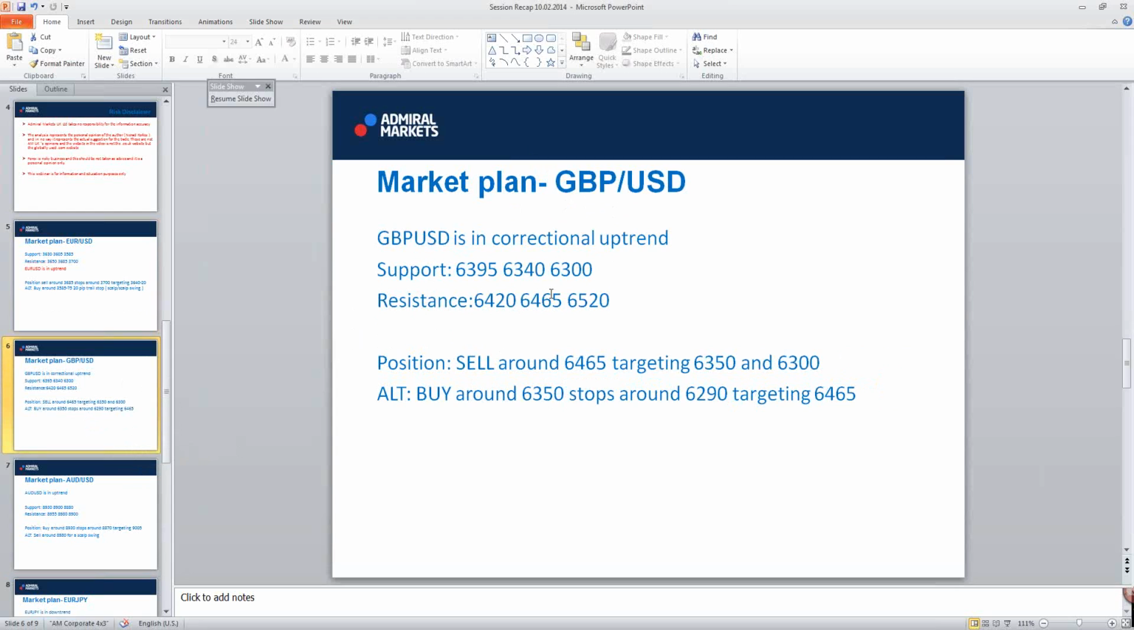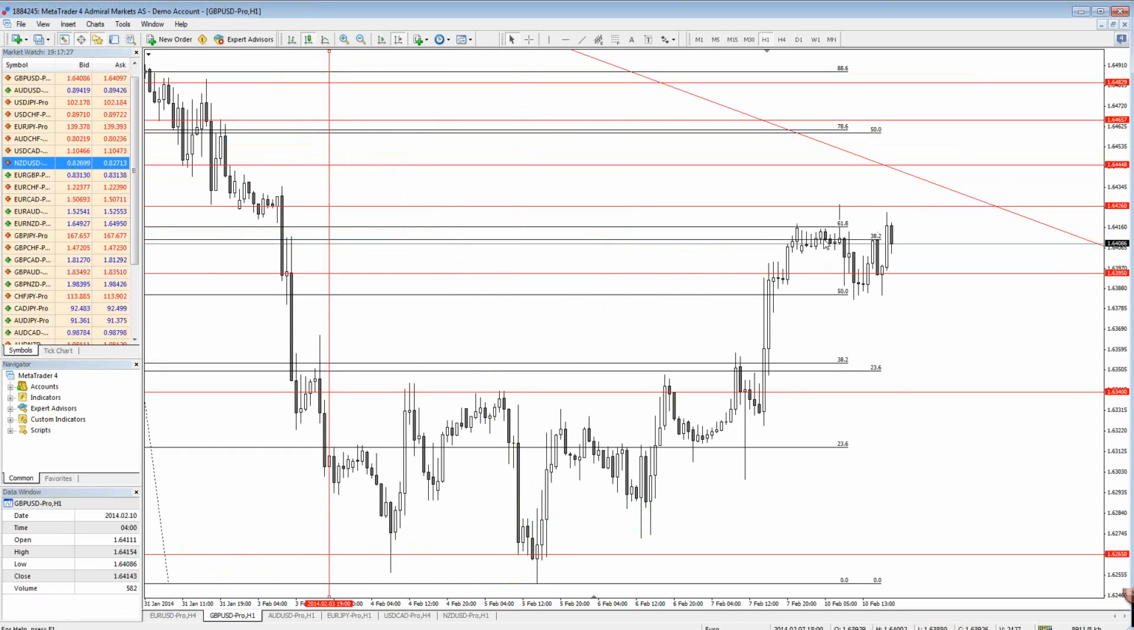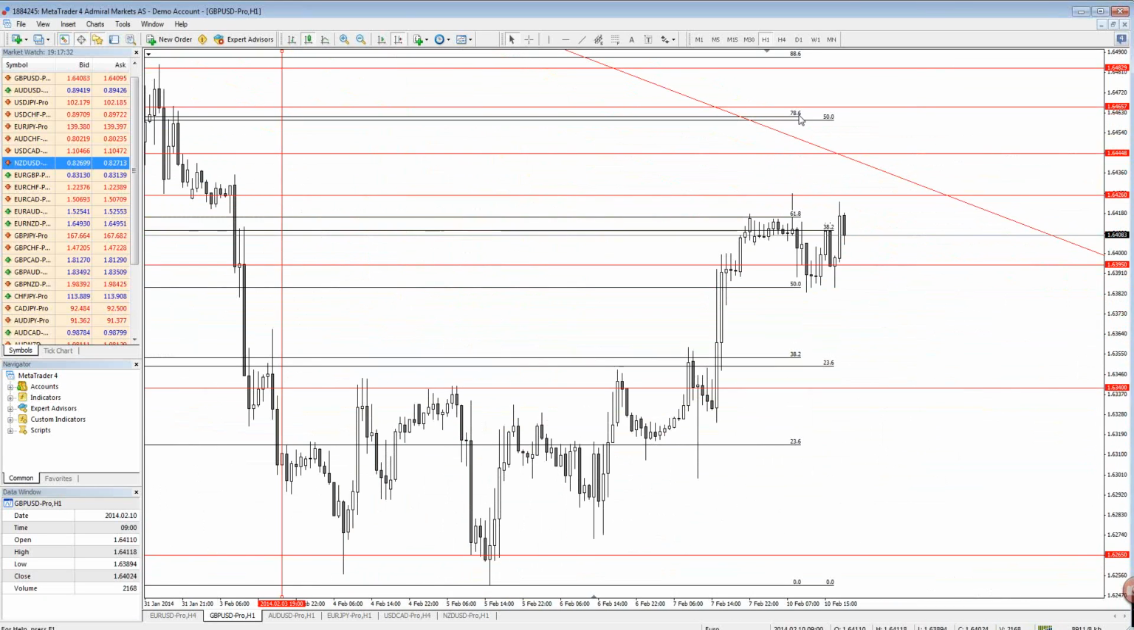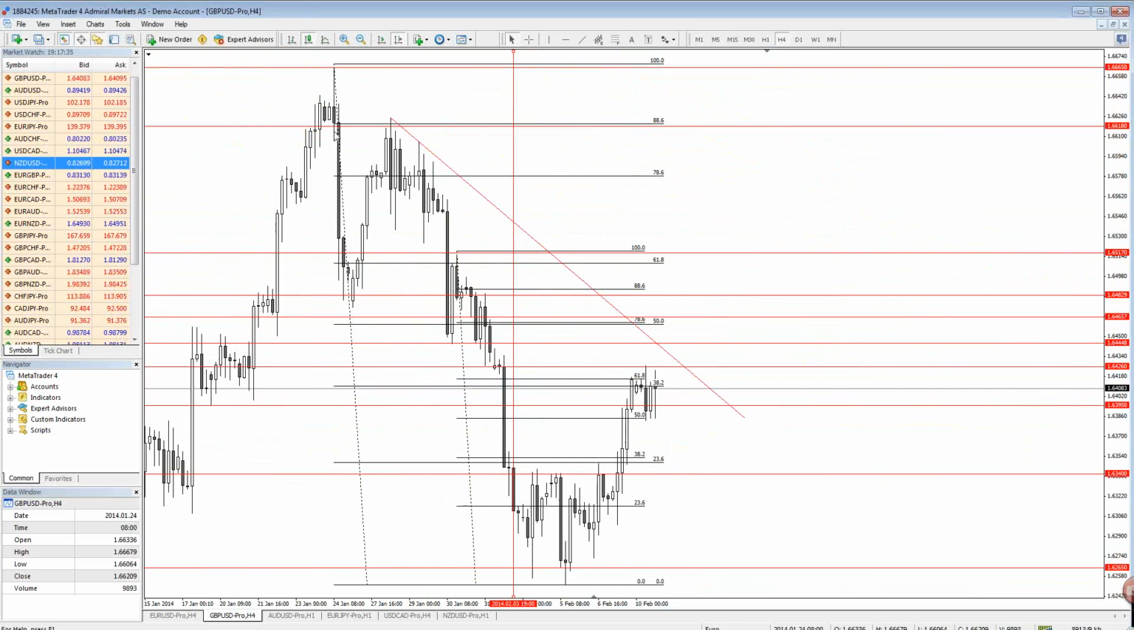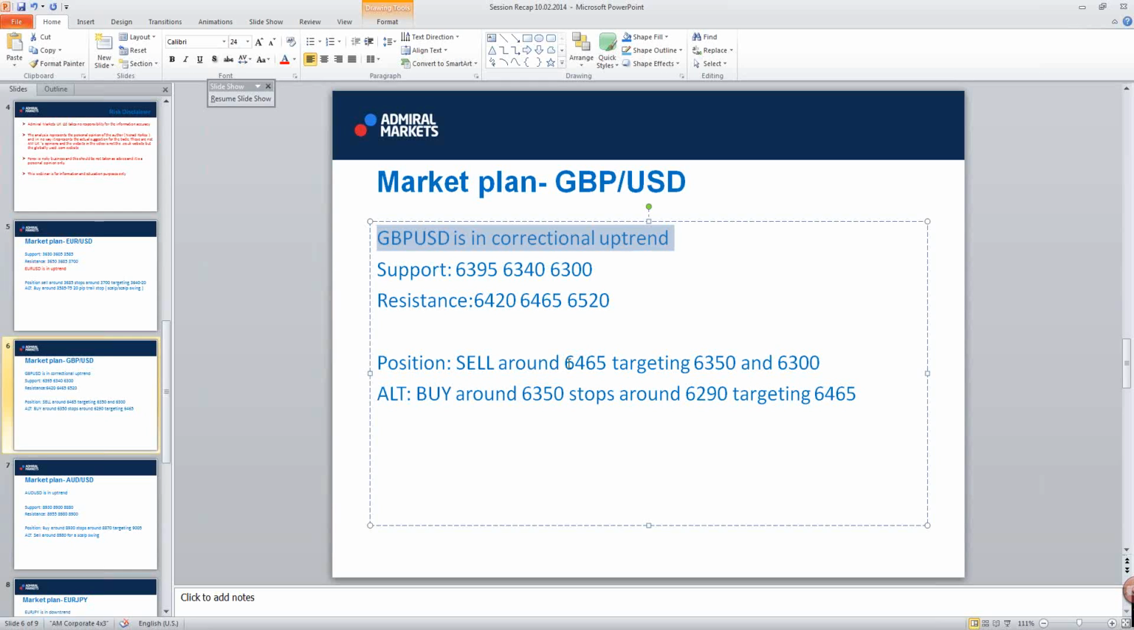GBP dollar, for me, looks like it's in a correctional uptrend. What does it mean? It means that it should be rejected soon, because it's a correctional uptrend. Look at this fall. It fell down pretty heavily. Look at the first swing, the second swing, and now after the swings, look at this. Look how it goes perfectly to the possible level. So I would like to sell it first if it gives me the trade. I would like to sell around 64.65, targeting 63.50 and 63.